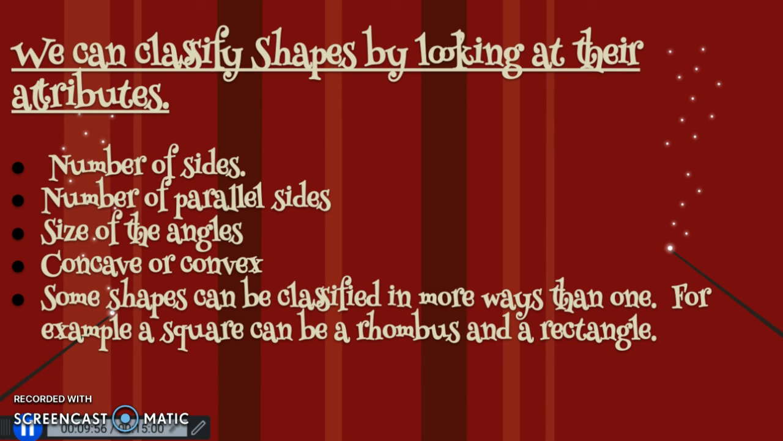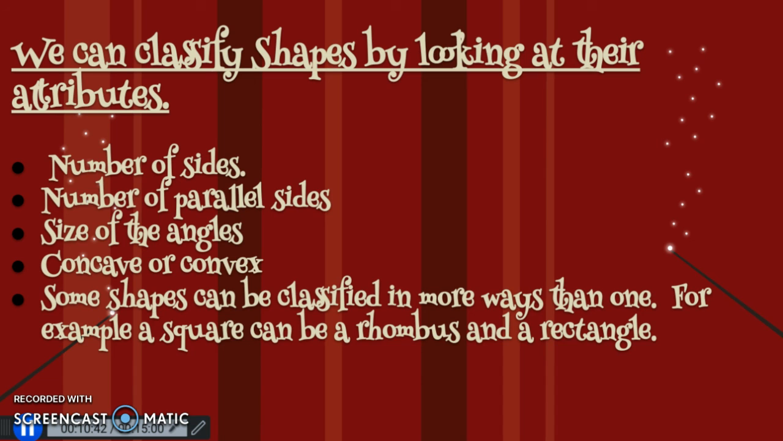So we're going to think about how we can classify shapes by looking at all of their attributes. So what I want you to do is just take some quick notes about what those attributes are. One of the most important things for us when we're classifying shapes is the number of sides they have. We also want to think about the number of parallel sides they have, because we can classify them in more categories than just one based on whether or not they have one, two pairs or no pairs of parallel sides. We also can classify them by the size of their angles, whether they're concave or convex, and some shapes can be classified in more ways than just one, just like I said earlier.